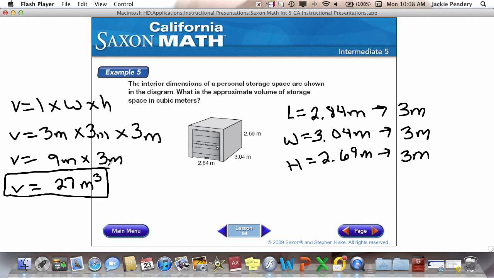Okay, be careful when rounding. Make sure to ask yourself, is this 5 or greater? I round up. 4 or less, and I round down.